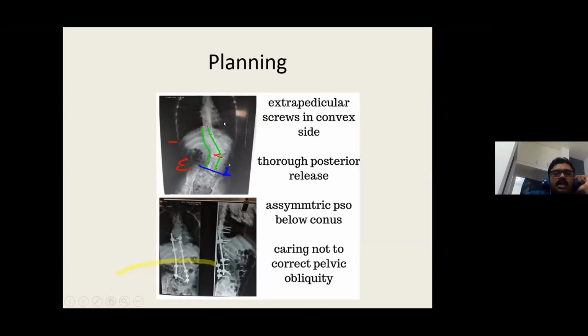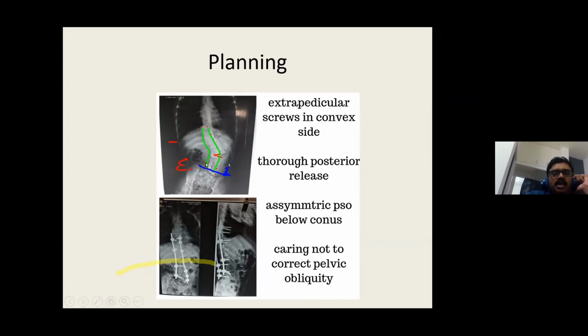Then some of the pedicles were quite underdeveloped. On the convex side, pre-operatively we planned that we would put extrapedicular screws. And since you are putting extrapedicular screws, it will not have the same leverage as that of a pedicular screw. So the convex side was only used for pushing, not for pulling.